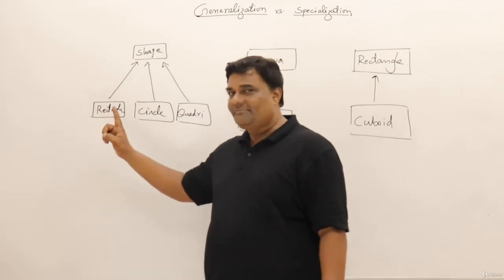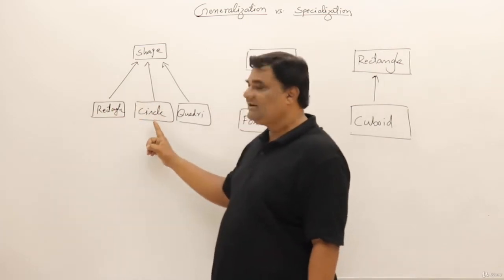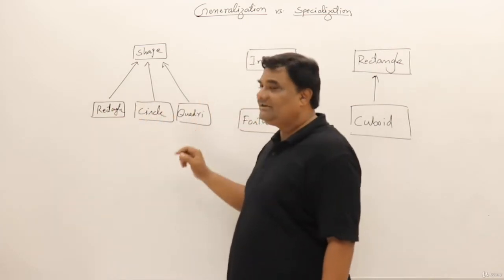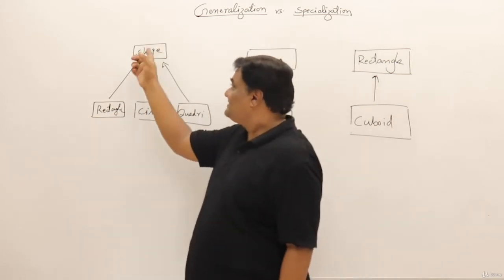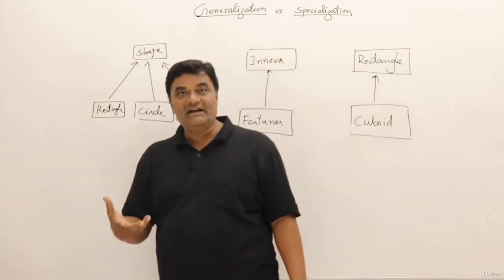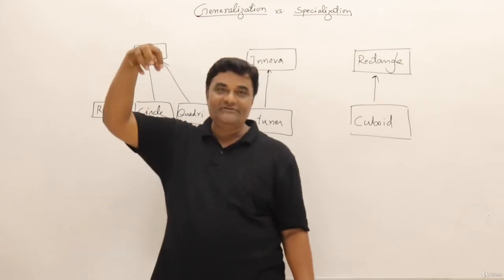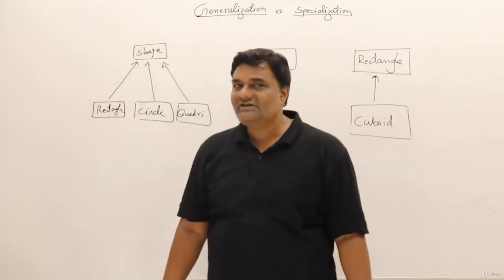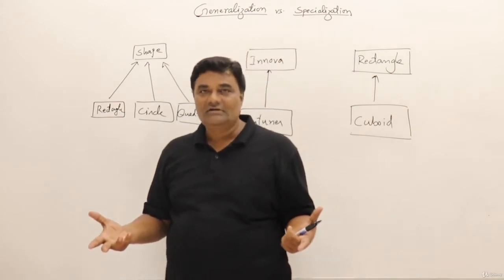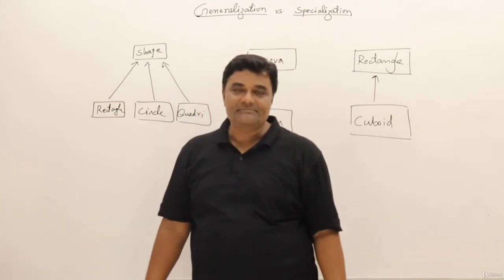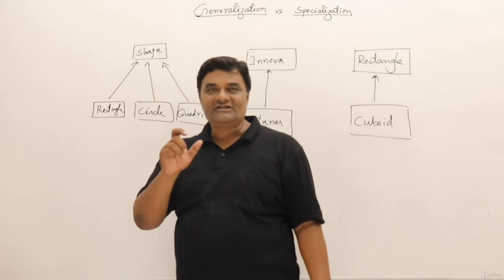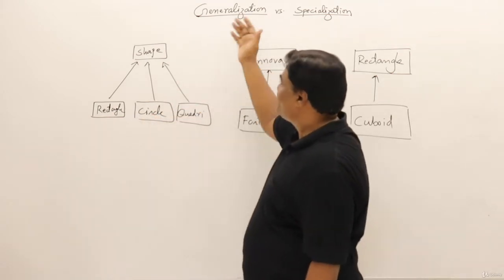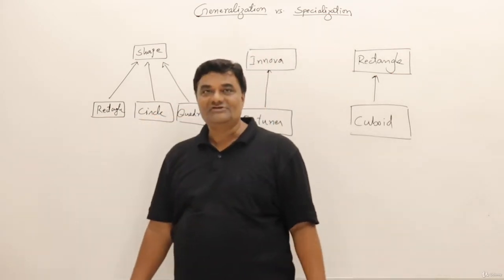Can you find area or perimeter of a rectangle? Yes. Can you find area perimeter of a circle? Yes. Can you find area and perimeter of a quadrilateral? Yes. Does every shape have area and perimeter? Yes. That is the common feature we have brought into shape. Now you calculate area and perimeter of a shape. You can't. There are no dimensions for shape, right? It's a generalized term. So this is an example of generalization.